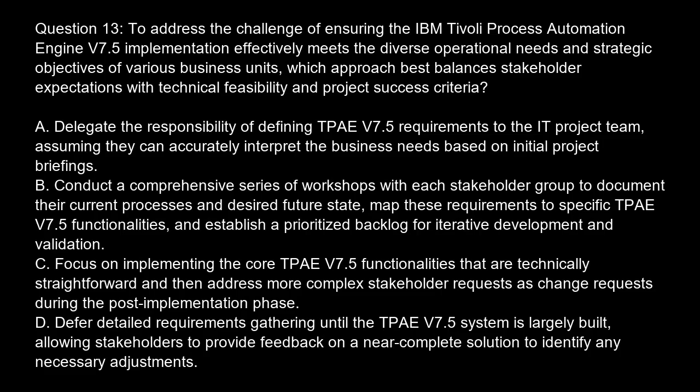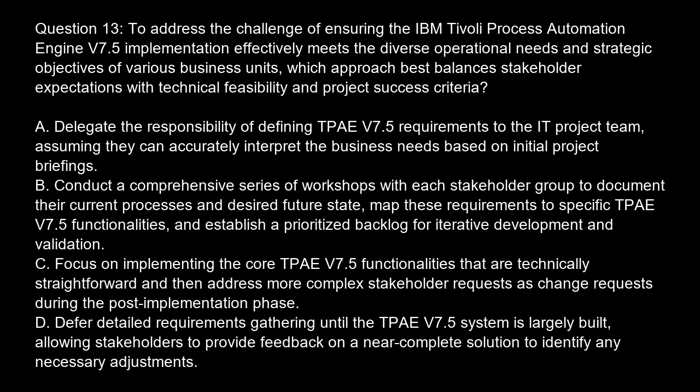Question 13. To address the challenge of ensuring the IBM Tivoli Process Automation Engine V7.5 implementation effectively meets the diverse operational needs and strategic objectives of various business units, which approach best balances stakeholder expectations with technical feasibility and project success criteria? Option A.